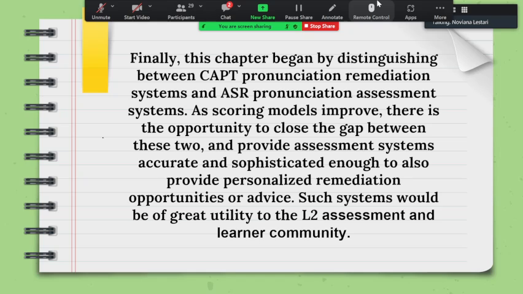Such a system would be of great utility to the second language assessment and learner community.